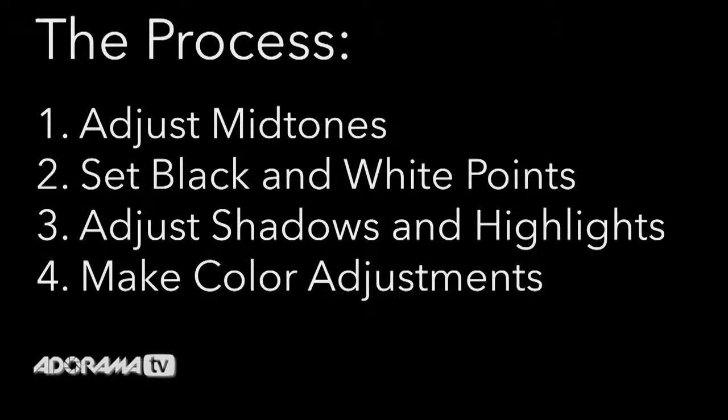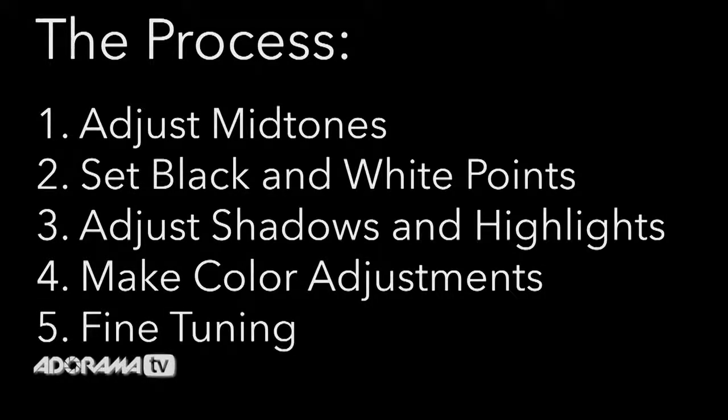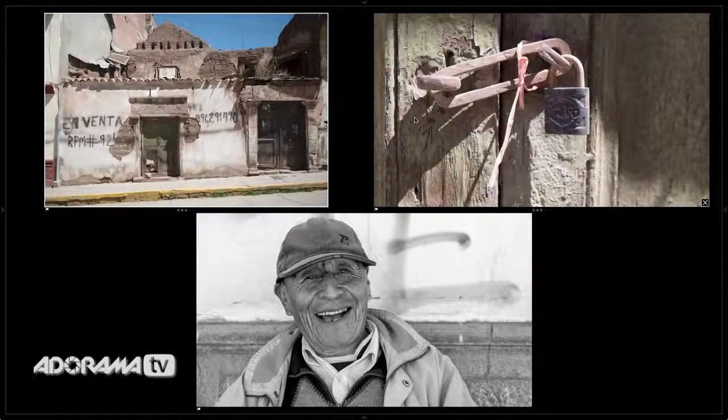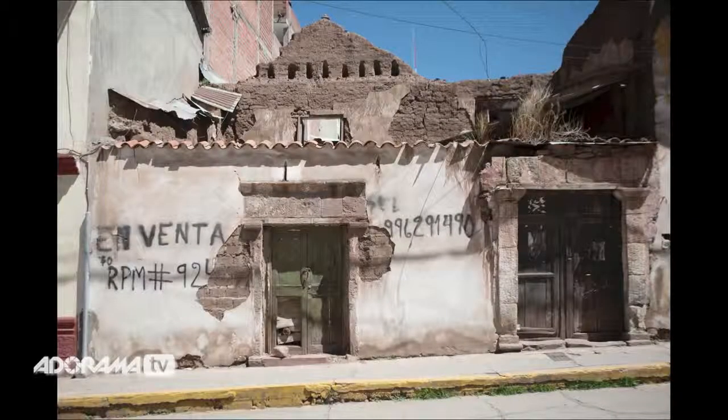Then we make color conversion adjustments if we need to. And then last, we do some fine tuning. Well, now that we know the basic steps to our process, let's put those steps into action by editing 3 images. The first image we're going to edit is this color image. We're going to learn how to identify where the different zones are and then convert this to a high contrast black and white image. This will give us the basics of our editing process.